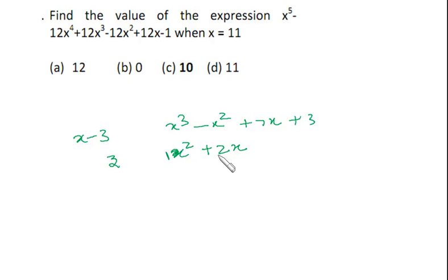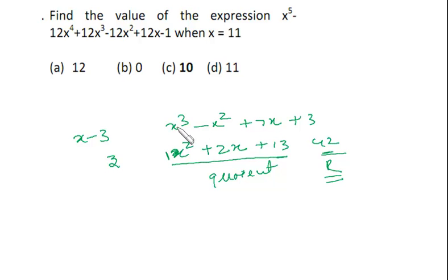Same thing, 2 into 3, 6 plus 7, 13. Right? 13 into 3, 39 plus 3, 42. So you got a constant over here and a constant over here, but you see I didn't put the positive or negative sign over here. Precisely x cube minus x square plus 7x plus 3, if it is divided by x minus 3, that is the quotient and that is the remainder.